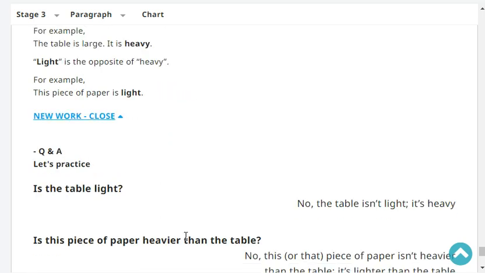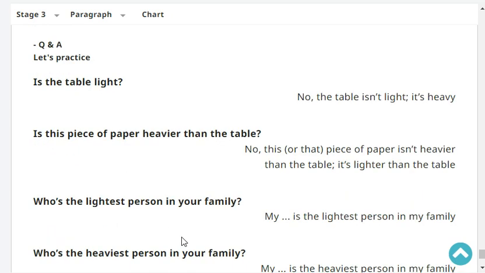Okay, let's practice. Is the table light? No, the table isn't light. It's heavy. Is this piece of paper heavier than the table? No, that piece of paper isn't heavier than the table. It's lighter than the table. Very good.